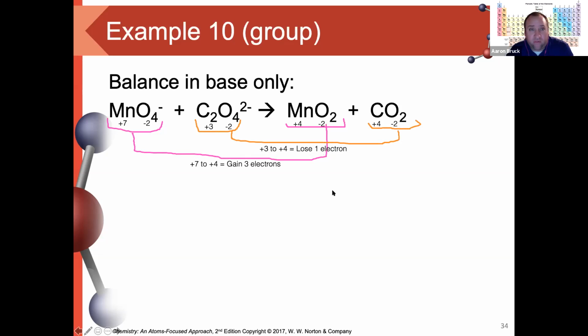Now, I have made a fundamental mistake in my process so far. Can anyone tell me what my mistake is? Your oxygens aren't balanced. Okay, well, we're not worried about oxygen yet. We're still evaluating charges and electrons moving. There's something else that's missing that I haven't taken care of that I need to in order to do this step properly.